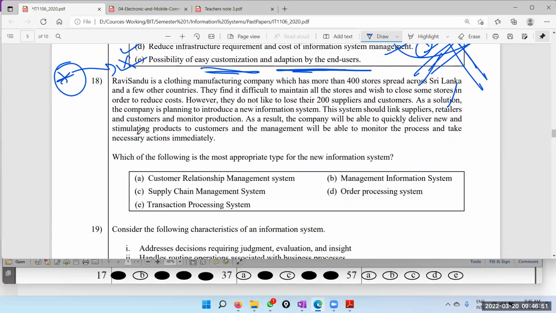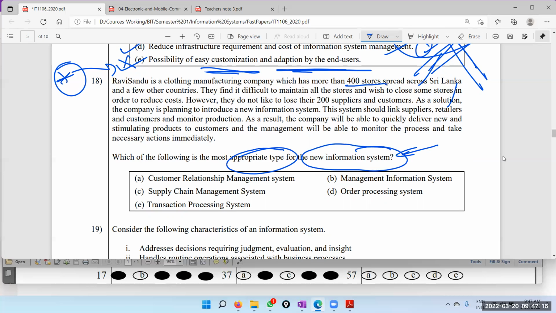Ravi Sandhu is a clothing manufacturing company which has more than 400 stores. Let's read the question. Which of the following is the most appropriate type for the new information system? New information system, appropriate type. Okay, so look at the answers. Is it CRM, SCM, transaction processing, management information system, order processing system? Right, now we have a very good idea.